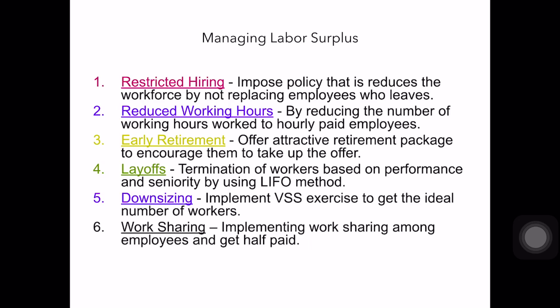Nombor tiga adalah early retirement. Ini saya cakap lah, contoh dalam policy Malaysia, retirement age kita adalah umur 60 tahun. Tetapi untuk company-company ni, dia ada dia punya own policy. Mungkin ada company untuk maintainkan quality and also productivity, retirement age tak sampai 60 tahun. Ada yang 50, betul tak? So, bila you provide this early retirement ni, basically, dia offer an attractive retirement package tau. Dia sangat flexible lah.